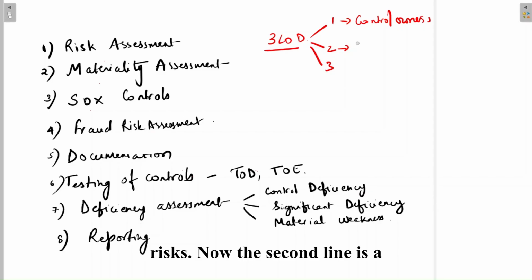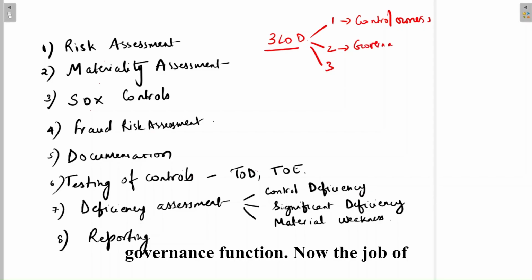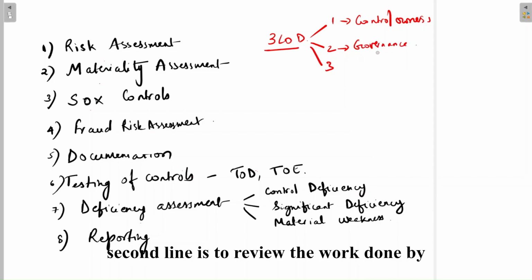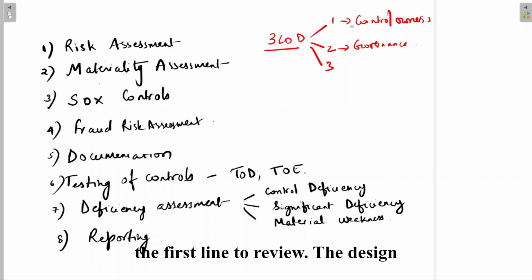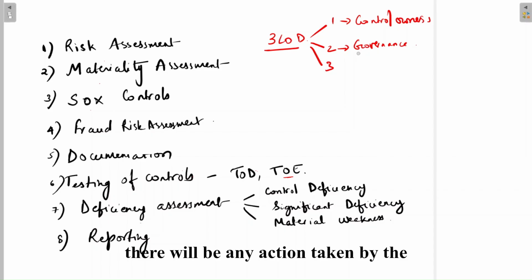Now the second line is a governance function. The job of the second line is to review the work done by the first line, to review the design of the controls and the operating effectiveness of the SOX controls, and then identify if there have been any deficiencies and also take steps to remediate those. So they will work with the first line to identify if there needs to be any action taken by the first line. And lastly, we have internal audit.